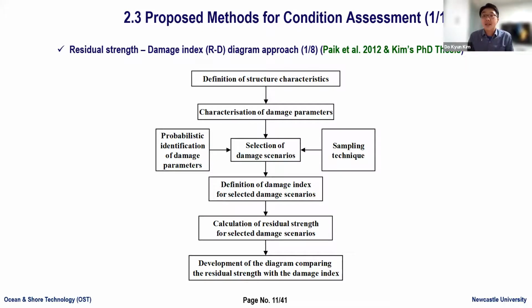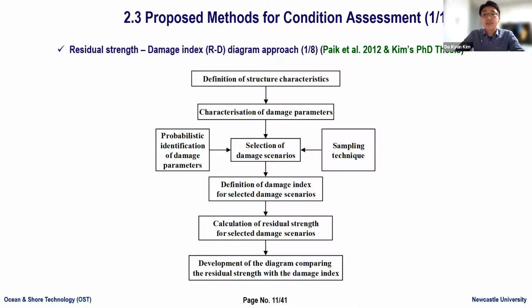So a sampling technique is needed for us. And after that, we can define the damage index. This is the main keyword, the DI, for the selected damage scenarios. Based on that, we can calculate the remaining strengths of the damage scenarios. And based on that, we can establish the relationship between the damage index on the horizontal axis, and on the vertical axis will be the remaining structural capacity. That we call the RD, residual strength and damage index diagram.